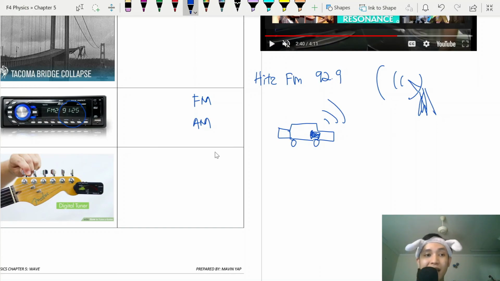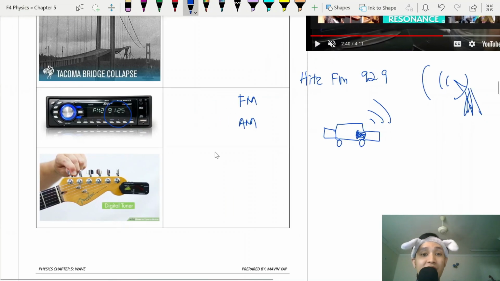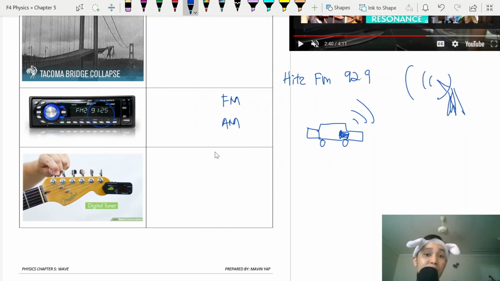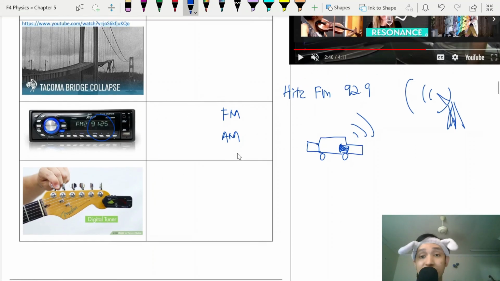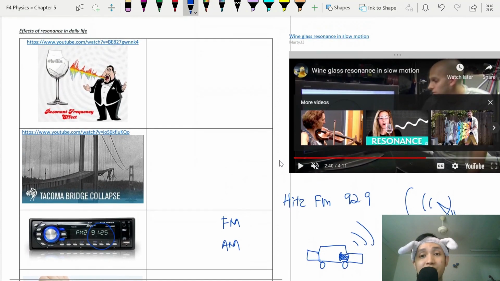Okay, so damping and resonance. For resonance, normally when they ask about resonance, they will ask about things in daily life. So you need to know a few examples of applications of resonance. A guitar tuner, a piano tuner. When you are tuning, the tuner and the guitar strings are in resonance, so they are going to vibrate at the same key. Then you are able to tune your guitar. Those are a few examples of resonance.